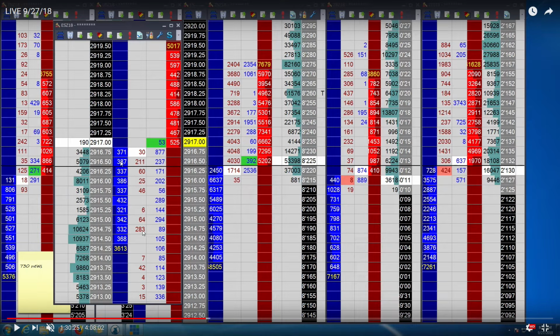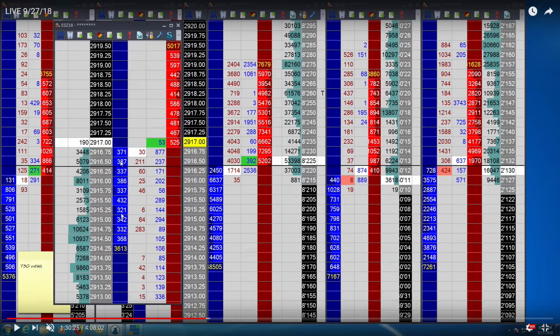Now this number here, this 283, these numbers cannot be subtracted. They're always going to go up no matter what. And after so many contracts trade on my DOM, they do reset. You can program it however you want. So this 283, this number will never go up unless the market is here.